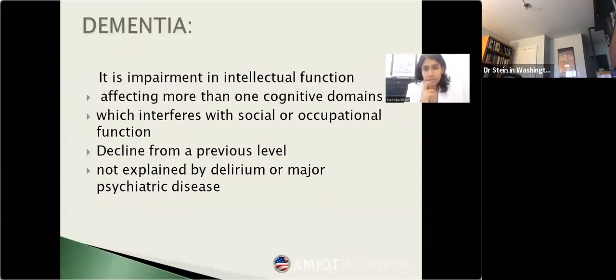On the other hand, dementia is not just senility, it's much beyond. So this slide is going to tell us the definition of dementia. It is basically an impairment in intellectual function, which is affecting more than one cognitive domain, which interferes with social or occupational function. And there is an obvious decline from a previous level, which cannot be explained by delirium or any other major psychiatric disease.